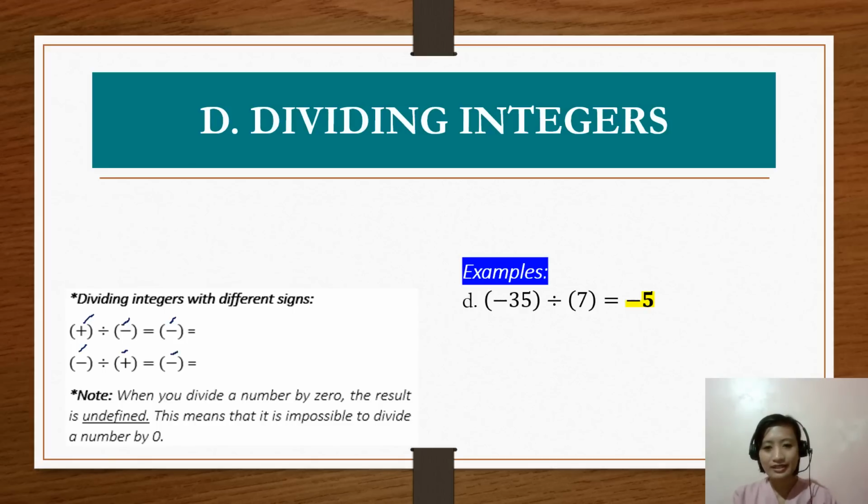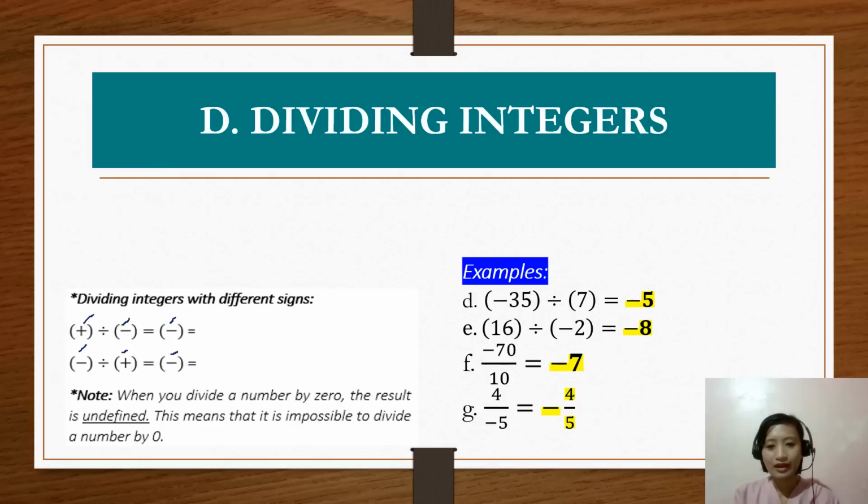Here are some examples. When we divide negative 35 by positive 7, the result is negative 5. 16 divided by negative 2 is equal to negative 8. And negative 70 divided by 10 is negative 7. And 4 divided by negative 5 is equal to negative 4/5.